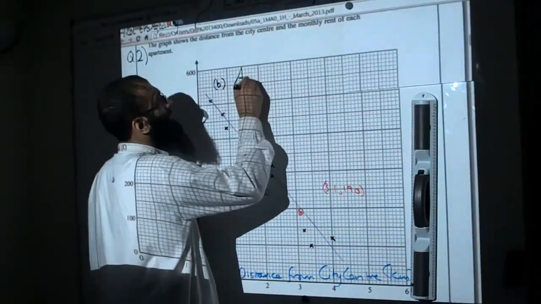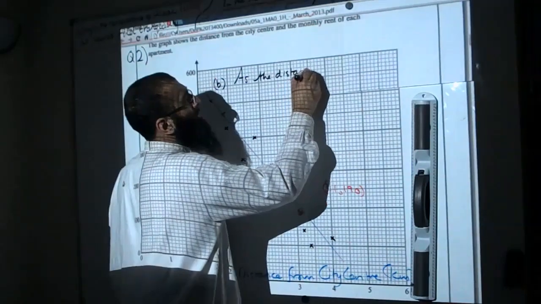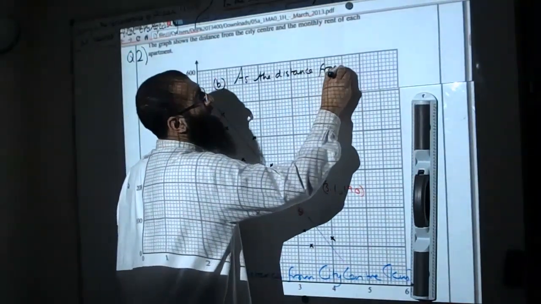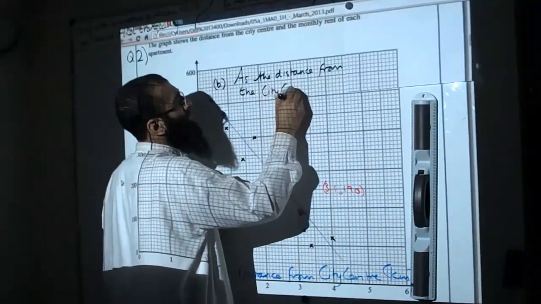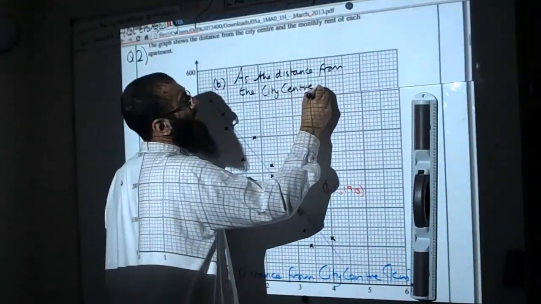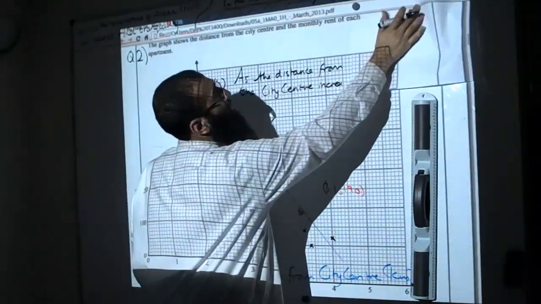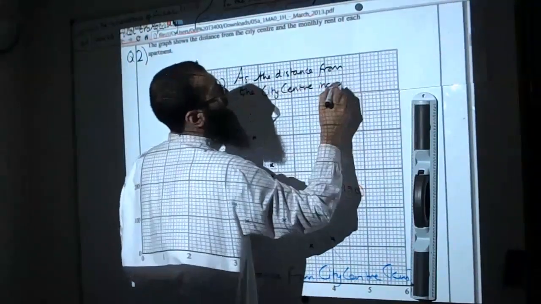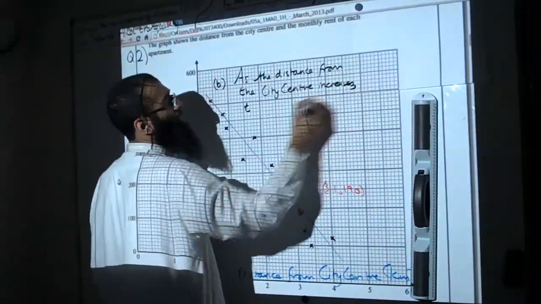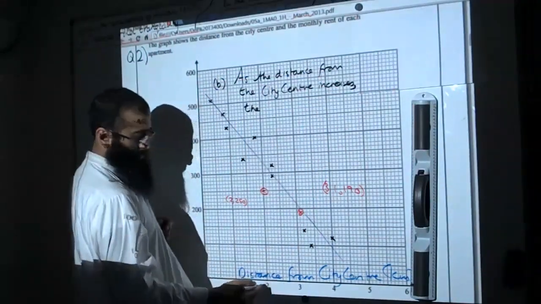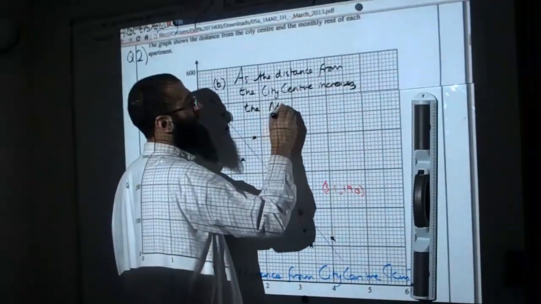So we say as the distance from the city centre increases, as the distance increases, the monthly rent decreases.